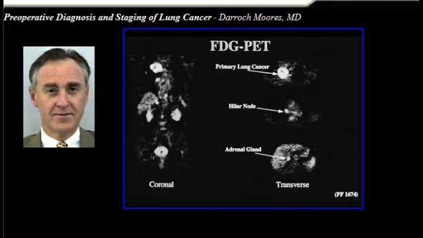PET scanning with the radionuclide fluorodeoxyglucose can detect soft tissue metastases that are not detected by MRI or CAT scan. This is a patient with a lesion in the right upper lobe, a hilar node, and an adrenal metastasis. And that adrenal metastasis was not detected by CAT scan or MRI.